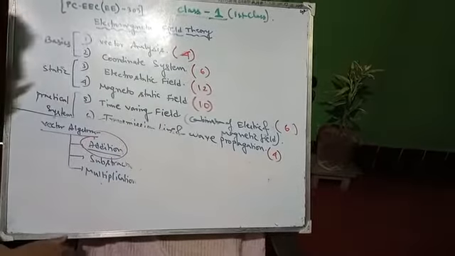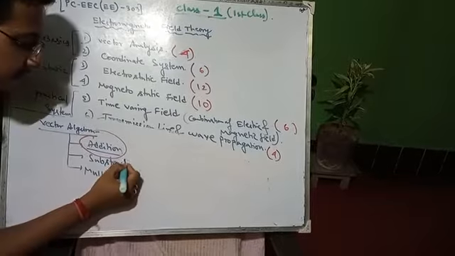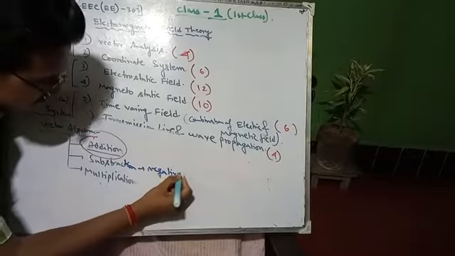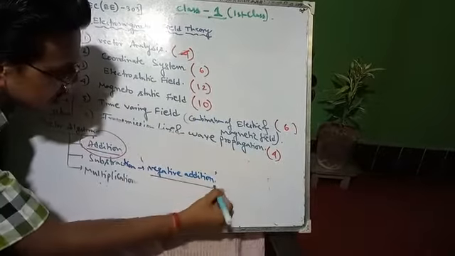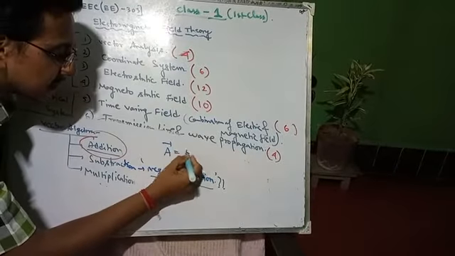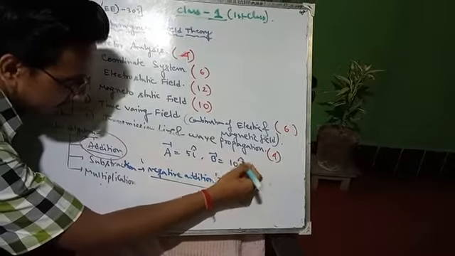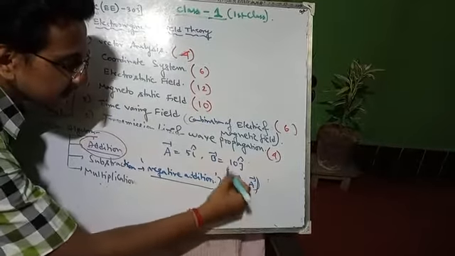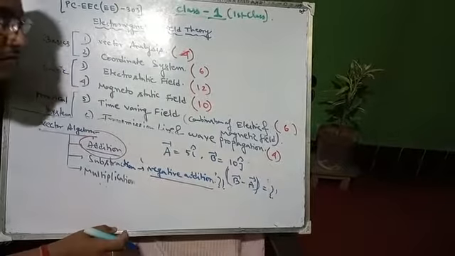Always remember, subtraction is negative addition. What do you mean by this statement? Suppose we consider A vector equals 5 i cap and B vector equals 10 j cap. You have to find B vector minus A vector or A vector minus B vector, whatever. If we consider B vector minus A vector, then how do we find it?